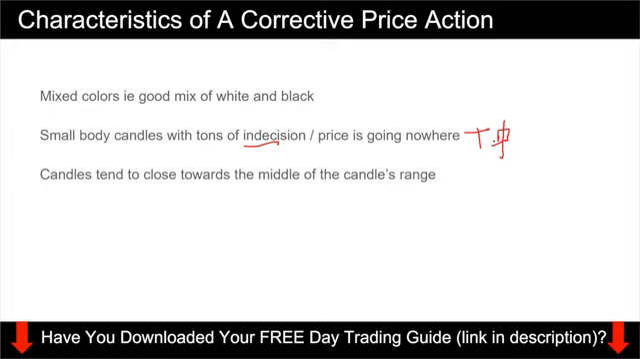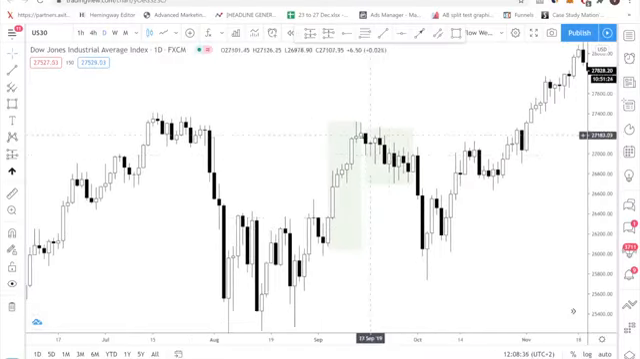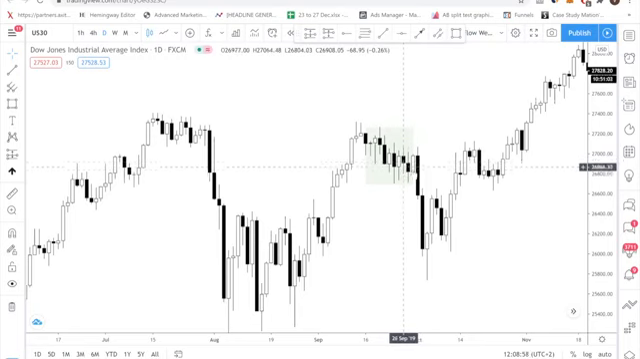Let's go back into the charts and let me show you. Over here you can see that this is a corrective price action. Let me just clear this and let's go through this. Why is this a corrective price action? Characteristic number one is that you want to see a good mix of color. So ask yourself: is there a good mix of color? The answer is yes, because there is black, there's white, there's black, there's white. In fact, over here you see white, black, white, black, white, black, black, white. So it's a very tough fight. That is a corrective price structure. It's mixed. It's not one color.